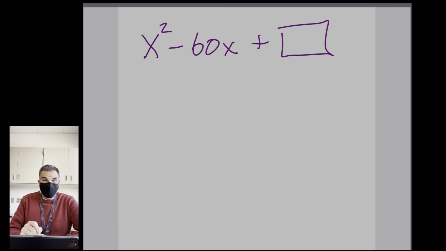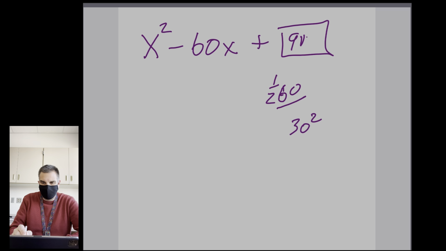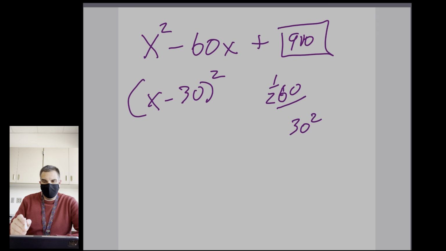Was really a nice number, wasn't it? 1/2 of 60. So 1/2 of 60 is 30. 30 squared is 900. So 900 would go in the box. If you're going to factor it, it'd be x minus 1/2 of 60, 30 squared. Okay, so 900 completes the square.